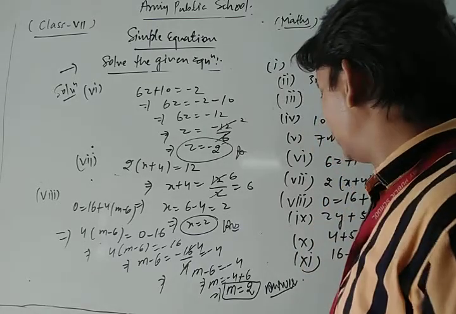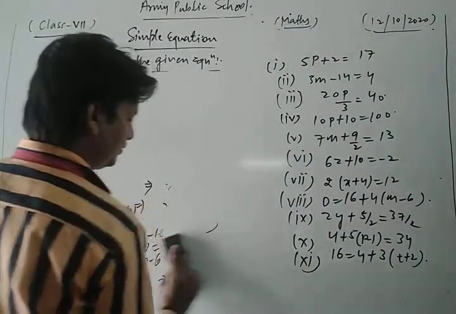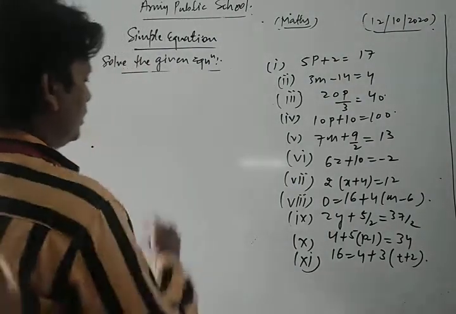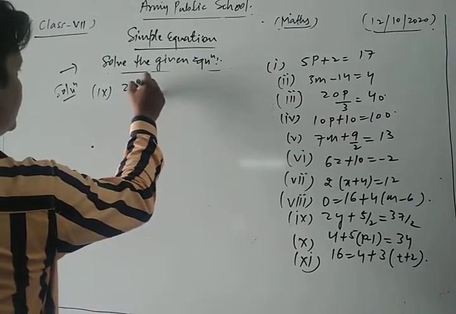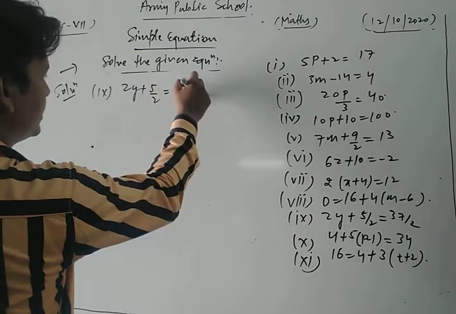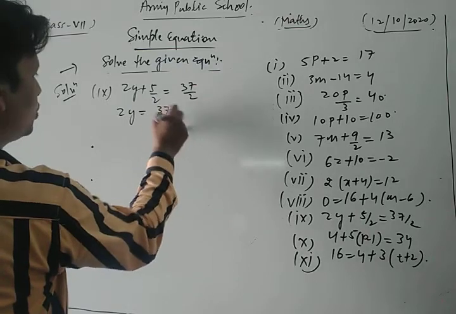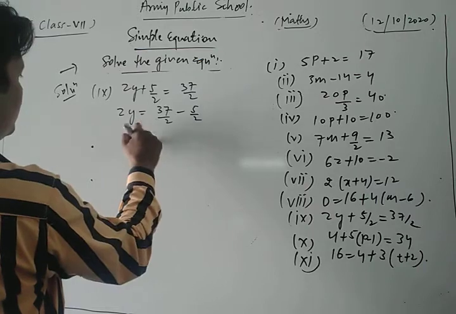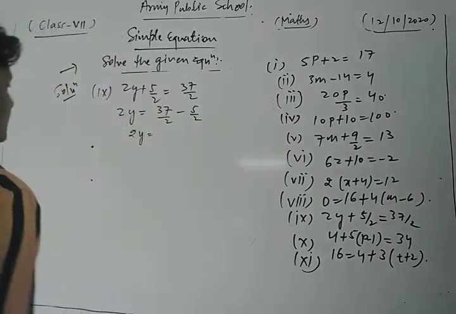Okay dear students, now we take and solve the 9th part of this question. Let's see. Now we take the 9th part of this question, which is what? 2y plus 5 by 2 is equal to 37 by 2. Now first of all transfer that side. So 2y is equal to 37 upon 2 plus 5 by 2 transfer minus 5 by 2. Now 2y is equal to take LCM. So we get 37 minus 5.